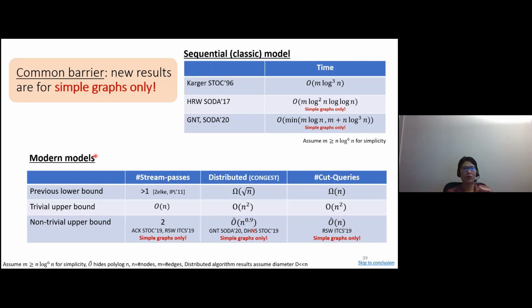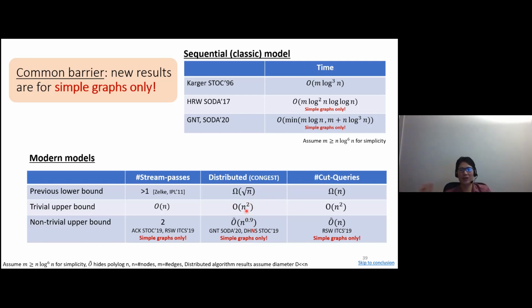Now, if you move on to modern models for computation, like streaming algorithms, distributed algorithms, and something called cut query: as I said, for streaming, in terms of number of passes, we know that we have 2 passes for simple graphs, but for non-simple graphs, we just have n, and this is a pretty trivial algorithm, actually. In distributed algorithms, I have to define something called time complexity or rounds, but I don't have time for that. We know that the best you can do is root n, where n is the number of nodes. But the best known is n to the 0.9, and you have to assume that the graph is simple. Otherwise, we just have a trivial algorithm that takes n squared.